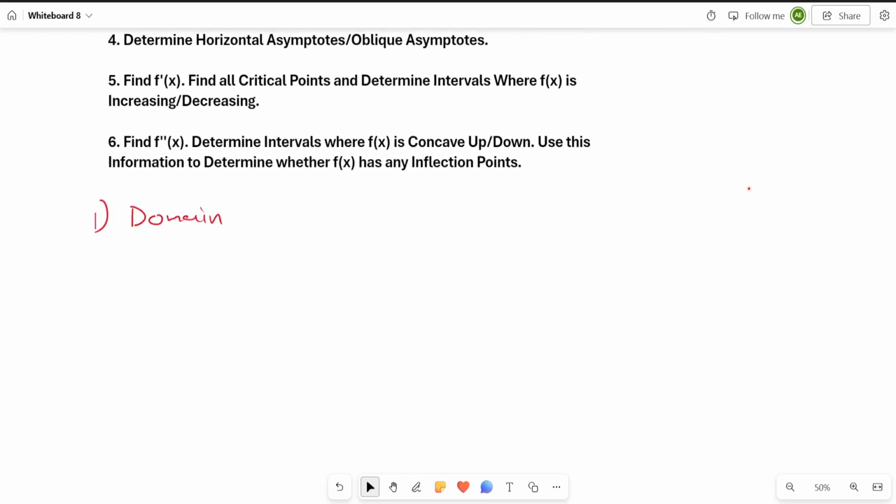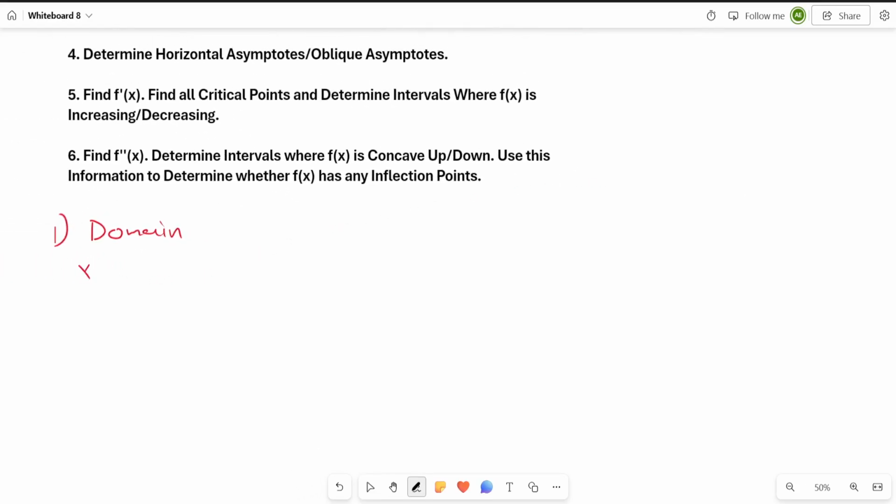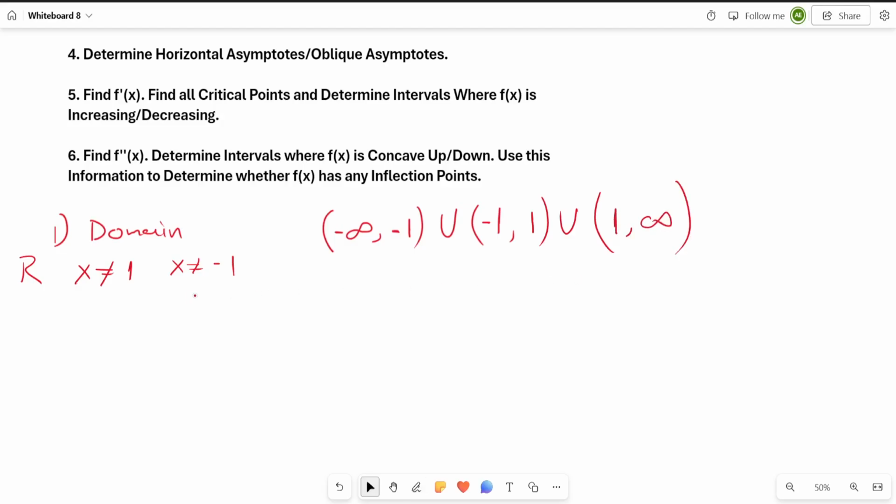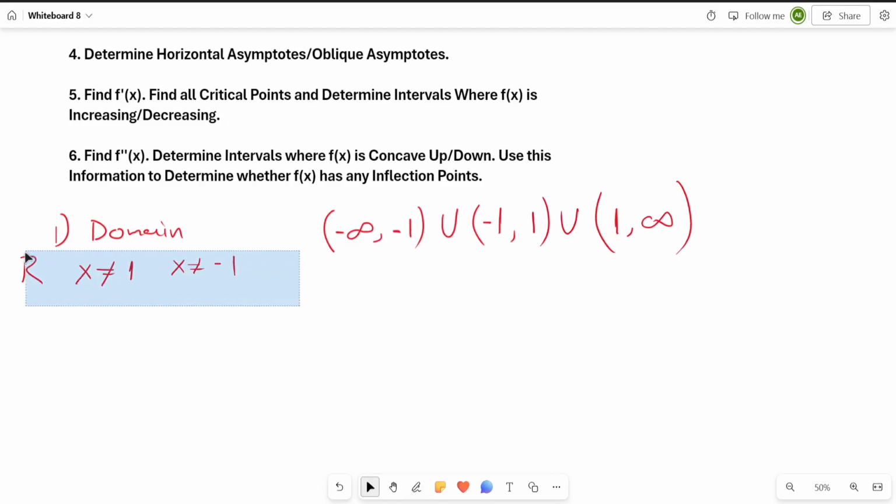So our domain is literally everything except x equals 1 and x equals minus 1. So these are our domains, all real numbers except these two values. And to write it in the interval form, I can say that my domain is from negative infinity all the way up to negative 1, union with from negative 1 up to 1, then in union with from 1 up to infinity. This is my domain over here, so let's leave it at that.